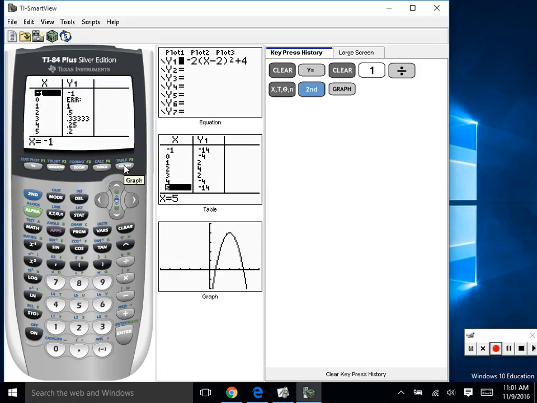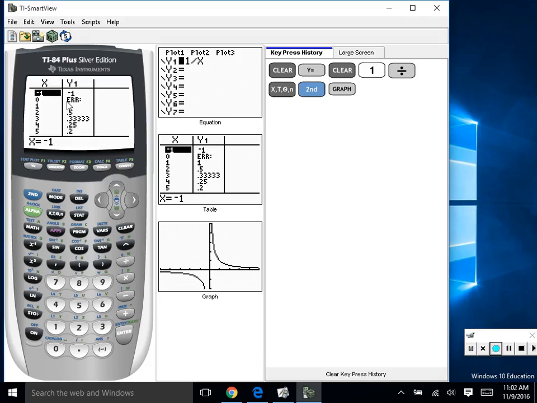Now notice how it says error at 0. That makes sense because we can't divide by 0. That's where our asymptote came in, because x cannot equal 0. So we drew in an asymptote at x equals 0.